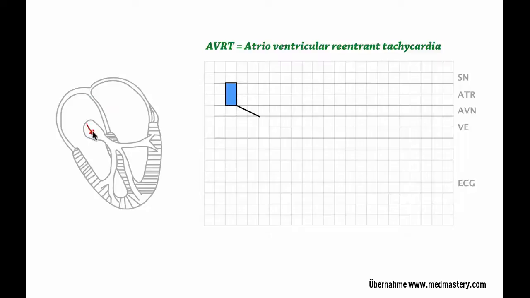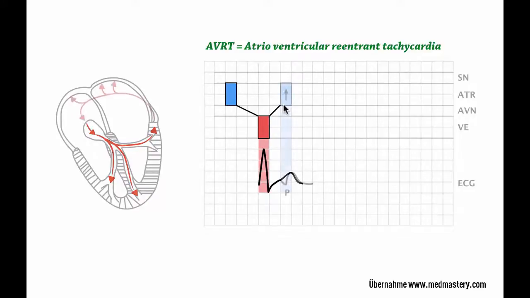Well, the impulse travels down through the AV node to the ventricles. What happens then? The ventricles are depolarized and we can see a QRS complex. Next, the impulse travels back up into the atria, causing a retrograde depolarization of the atria and causing a negative P wave. Now why is that P wave negative again? Well, actually because the vector of atrial depolarization points from bottom to top, so away from leads 1 and 2.